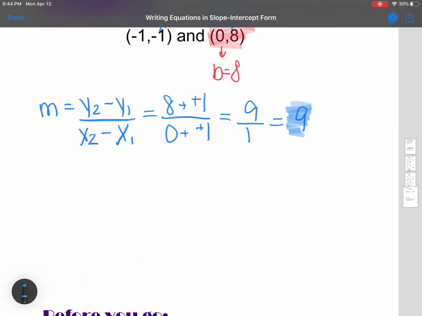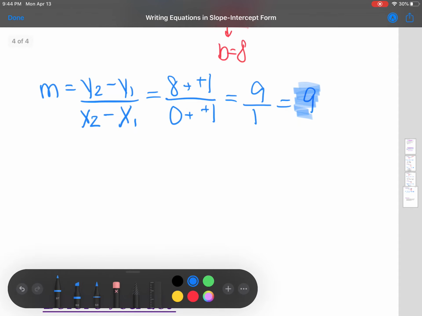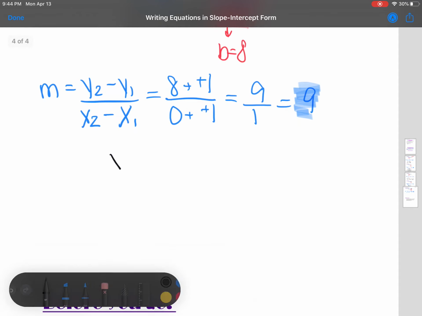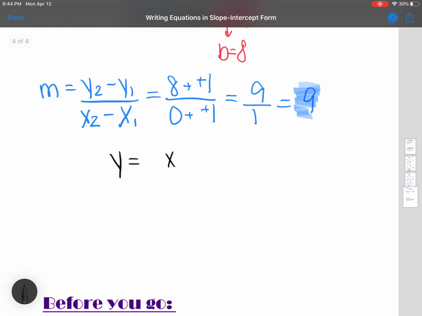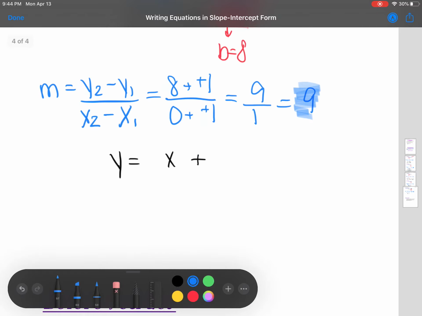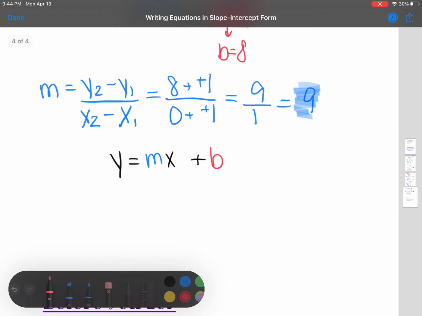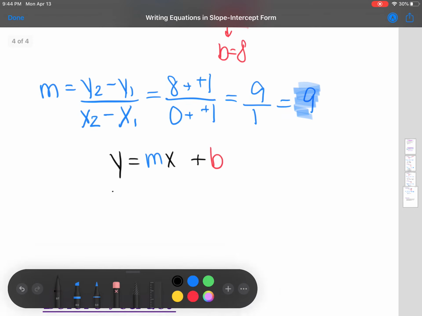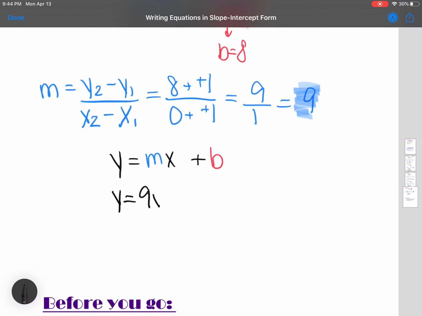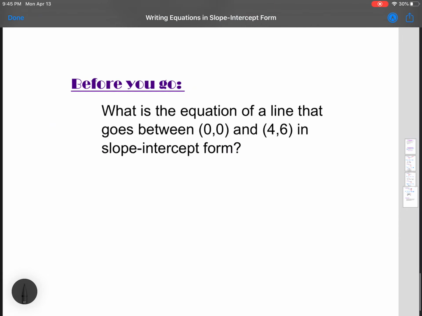Now I'm just plugging things in. Y equals mx plus b. I'll plug those in. Y equals 9x plus 8. All right, and that's all we're doing for today. Last part before you go. They put it in a sentence.